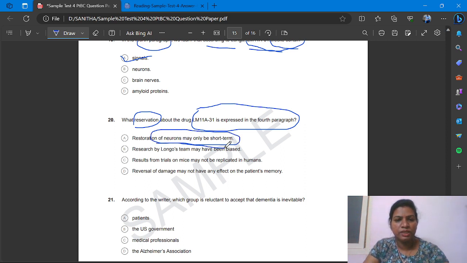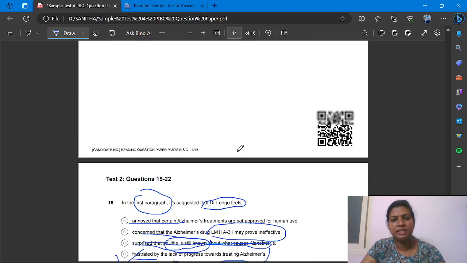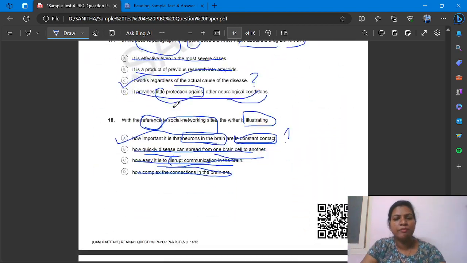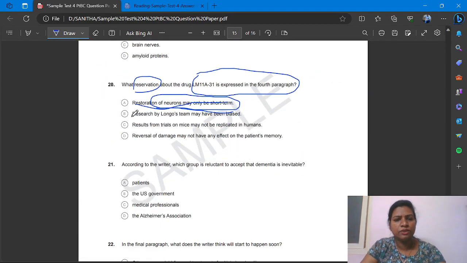Did you see it anywhere? No. Research by Longo's team may have been biased. Is it anywhere? Find out the answer. Is biased said anywhere? No. Research by Longo's team may have been biased is not there.